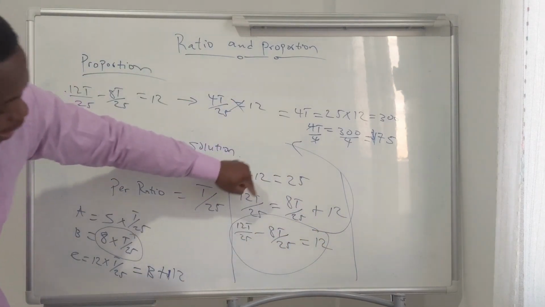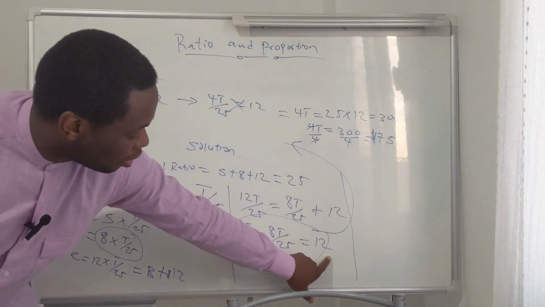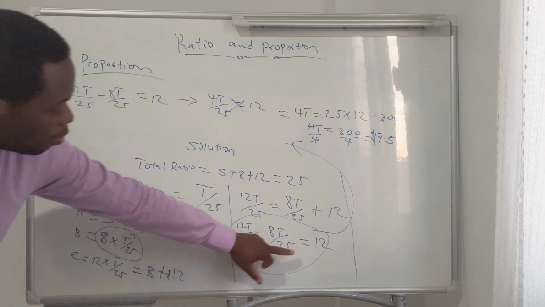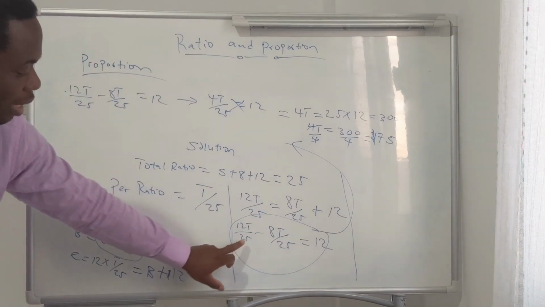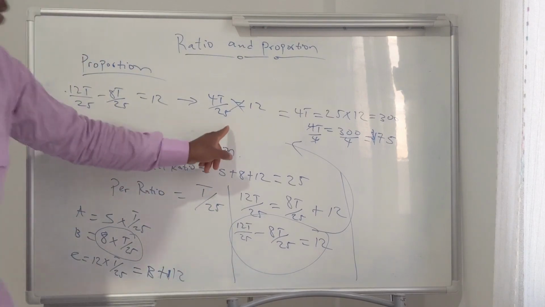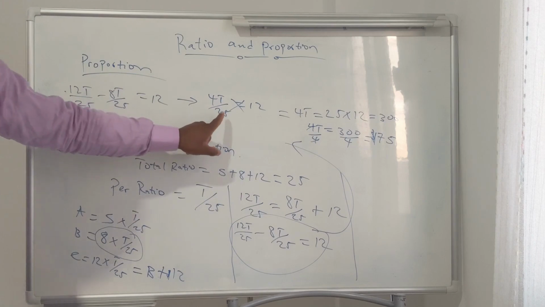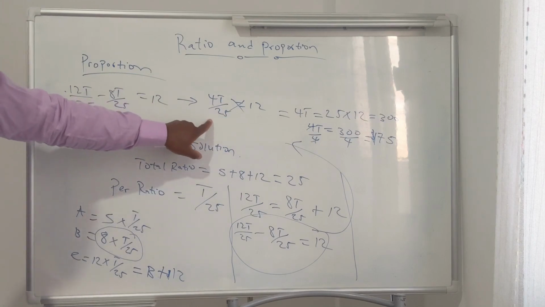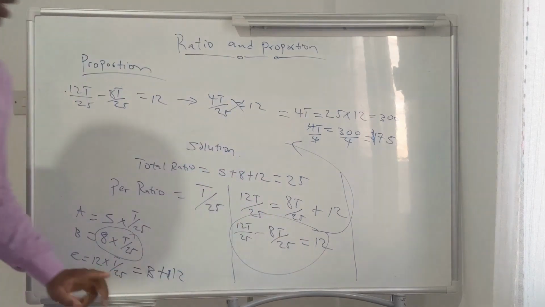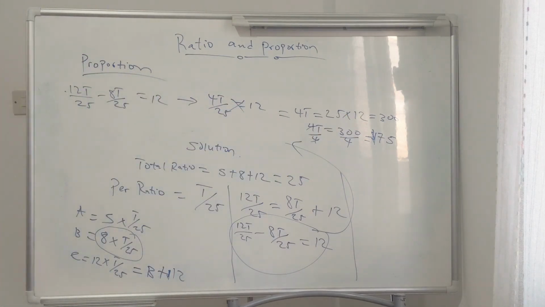So we just brought this in, we subtracted, we equated it to 12. We brought this in, it becomes negative, and then we subtracted this from this. That's how we arrived at our 40 here. So we arrive at 40 over 25, which is equal to the 12 that is outside there. So we just do some cross multiplication, and that's how we get the solution.